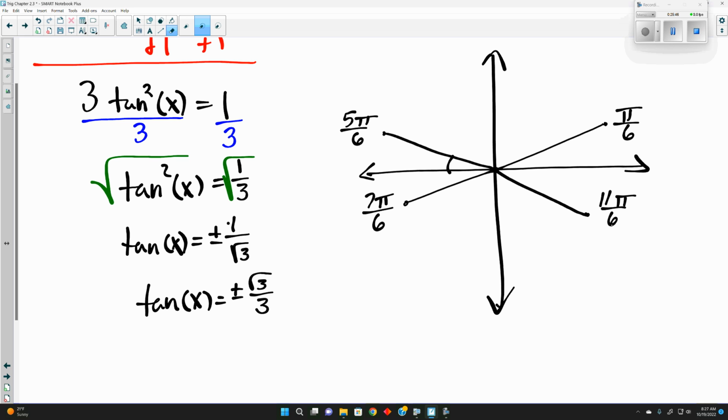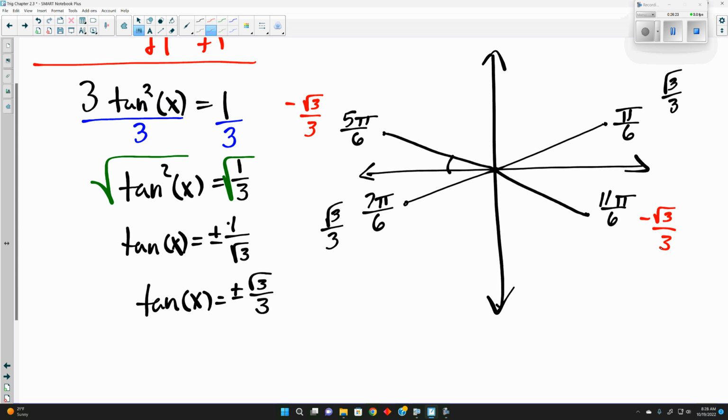Because here at pi over 6, tangent is square root 3 over 3. At 7 pi over 6, the value is square root 3 over 3, yes? Now at the other two, it's negative square root 3 over 3. And at 11 pi over 6, it's negative square root 3 over 3. But we said tangent of x is equal to what? Plus or minus square root 3 over 3. So we actually do have these 4 values.